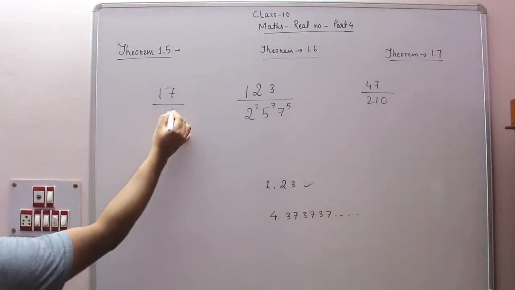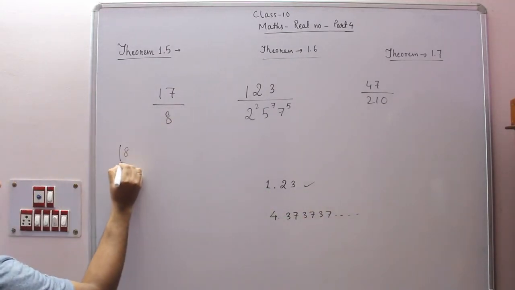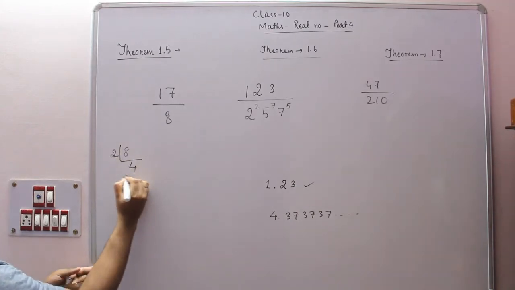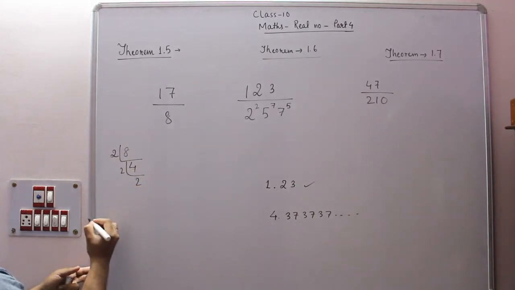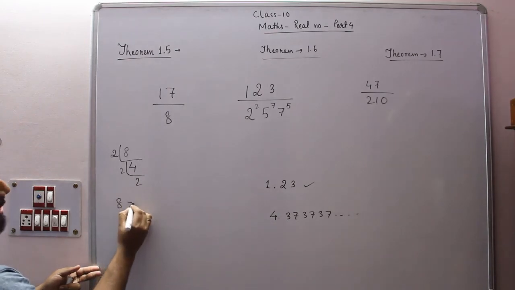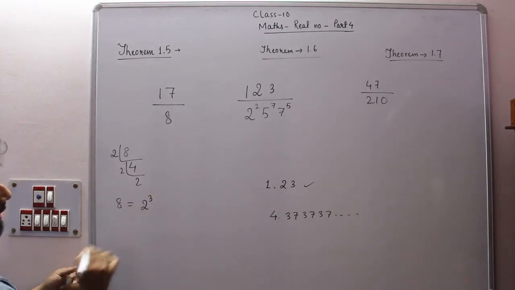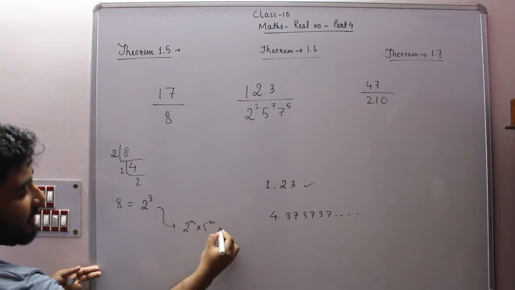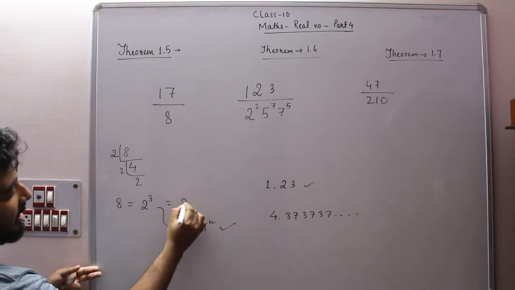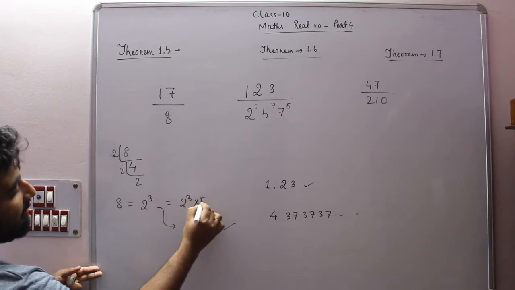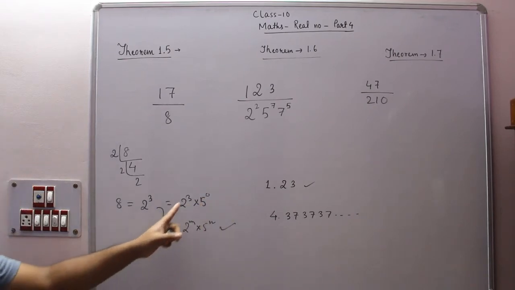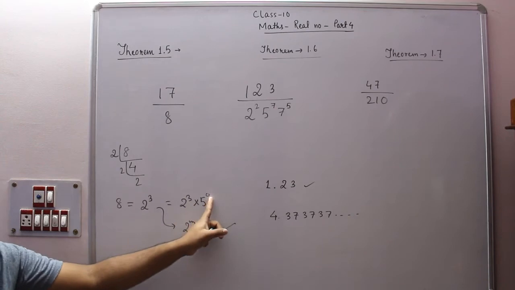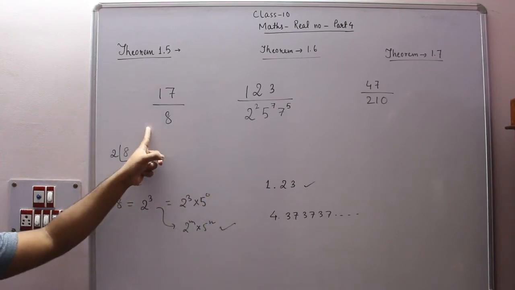So check the denominator. Denominator is 8. When you divide, 2 4s are 8, 2 2s are 4. So 8 can be written as 2 to the power 3. Is it in the form of 2 power m into 5 power n? Yes. How? It can be written as 2 to the power 3 into 5 power 0. Yes, because m and n can hold the value 0 and positive numbers. So this is a terminating decimal expansion.